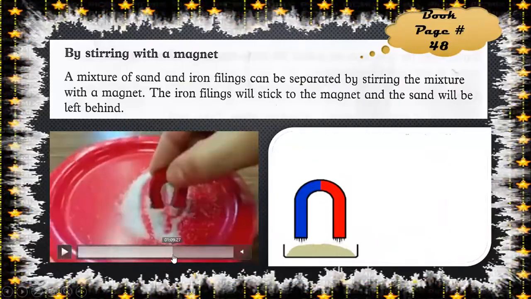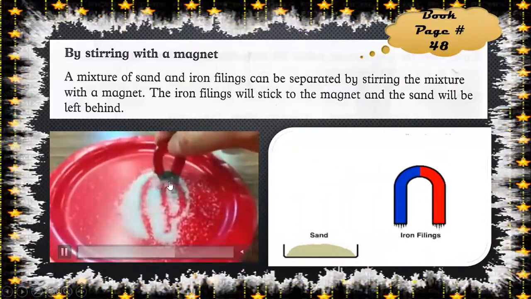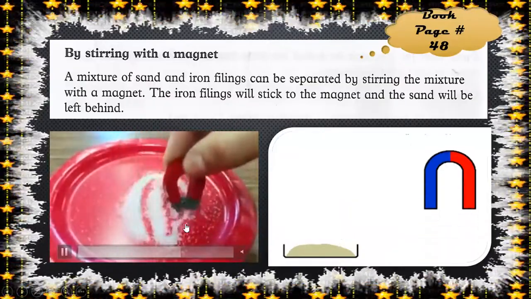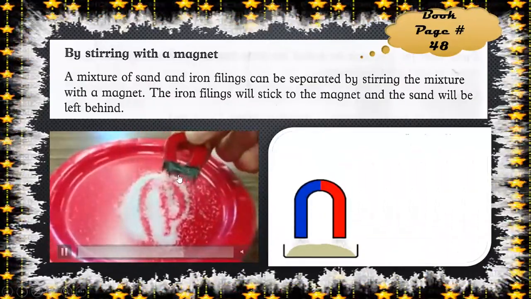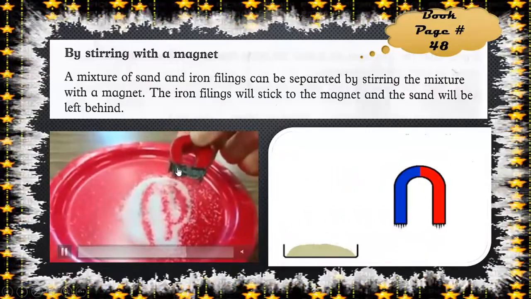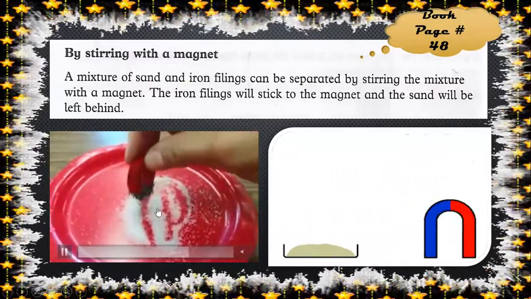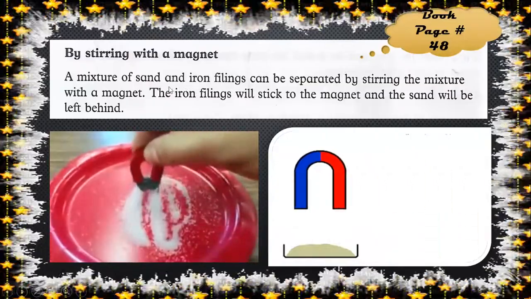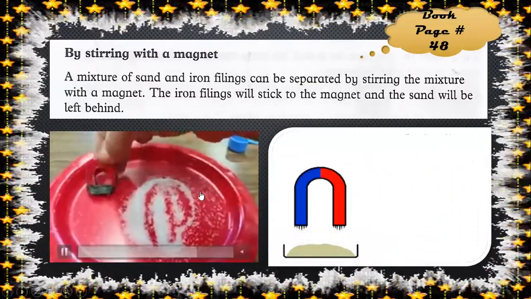So you can see that if you put the magnet and move it over the sand, all the iron filings start sticking to the magnet. So that is a way of separating the iron filings from the sand.